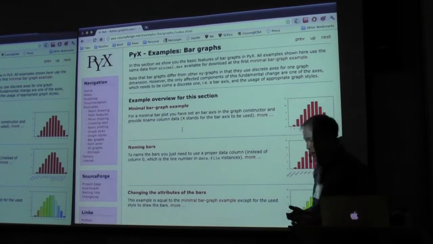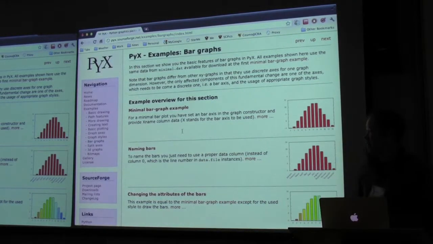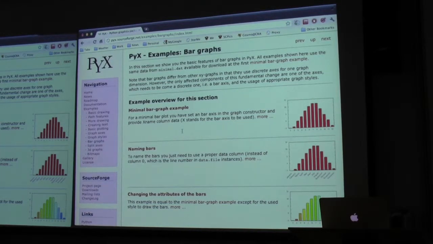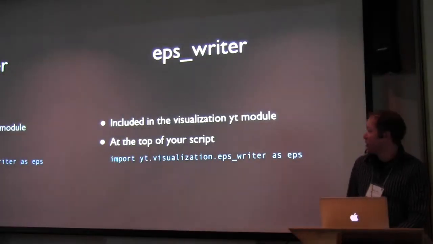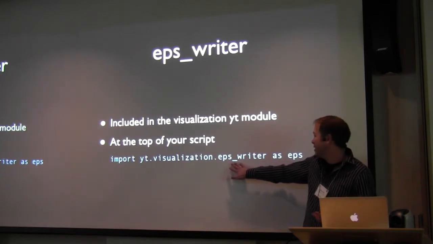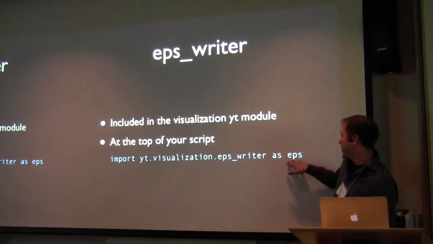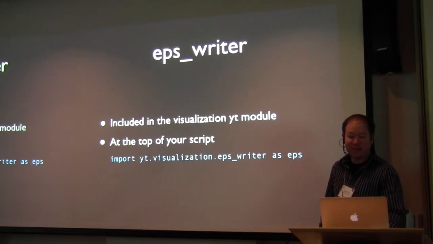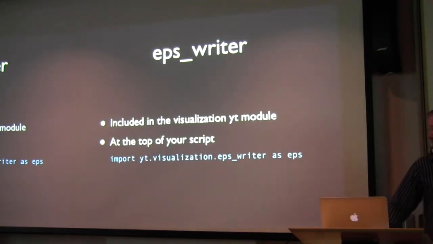But I use this package to tie into YT and to grab the images that YT creates and port them into PyX. So let's continue on. To actually include this, you have to import this module before anything, after YT mods. It's in the visualization module called EPS Writer, and usually you can alias it to something shorter so you don't have to write all this. So I just aliased it to EPS. It's very simple to use. And this was my intention.